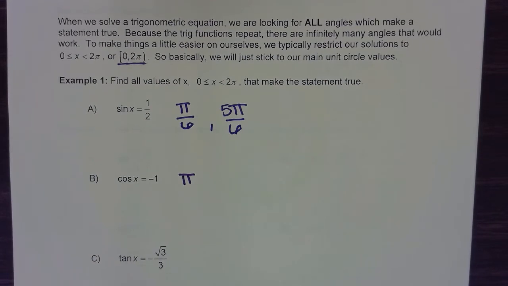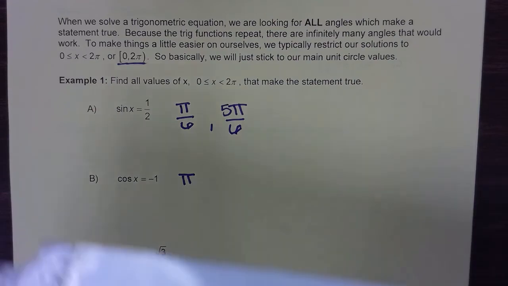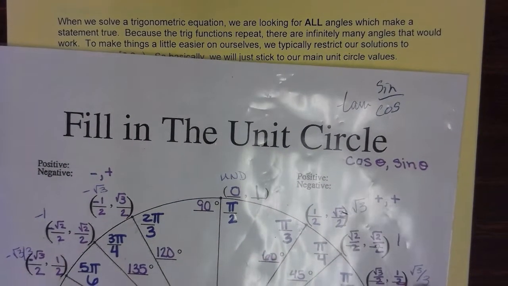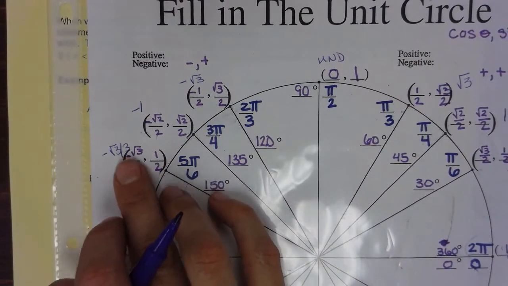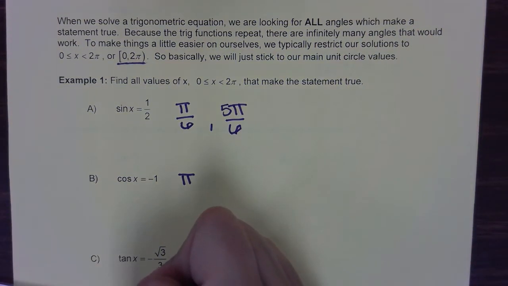Now, last class, you should have added tangent to your unit circle. If you have not, this is going to be harder to see. So we are looking for where is tangent, or what makes tangent negative square root of 3 over 3. Okay, well there's positive right there. So where is it negative? We have a negative at 5 pi over 6.